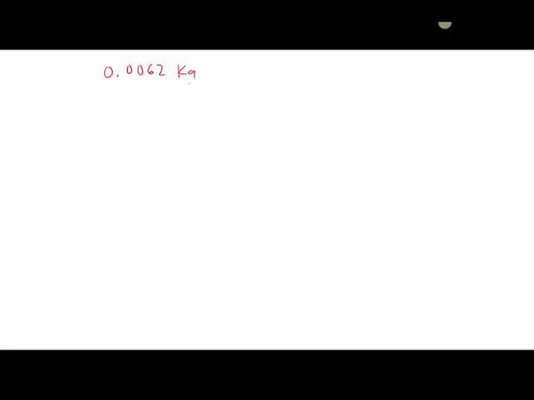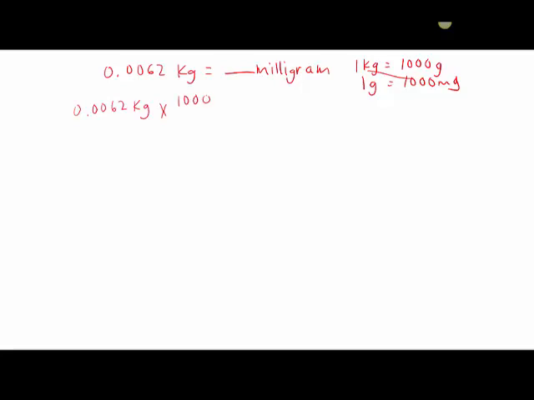Okay. The next one will be convert 0.0062 kilograms to milligrams. So in this case, there's not one to go straight from that. So you need to use two conversion factors. So 1 kilogram is equal to 1,000 grams, and 1 gram is equal to 1,000 milligrams. So we're wanting to go from kilograms to milligrams. So we set up the conversion, 0.0062 kilograms times 1,000 grams divided by 1 kilogram.